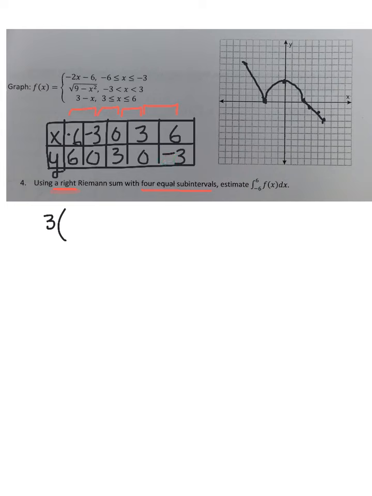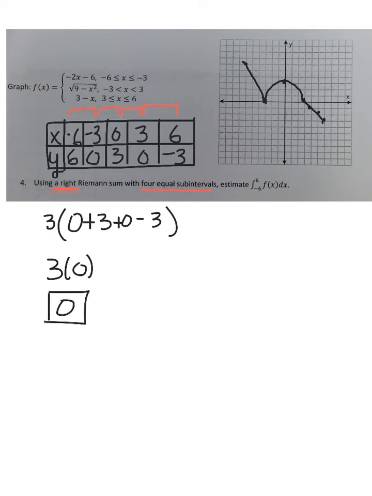Okay, so I'm just going to add those guys up. So I'm going to add 0, 3, 0, and negative 3. So basically, that is 3 times nothing, which would be nothing. Okay, that doesn't happen often, but it's correct.